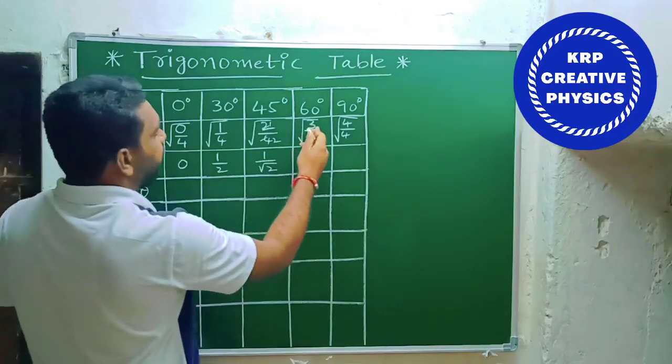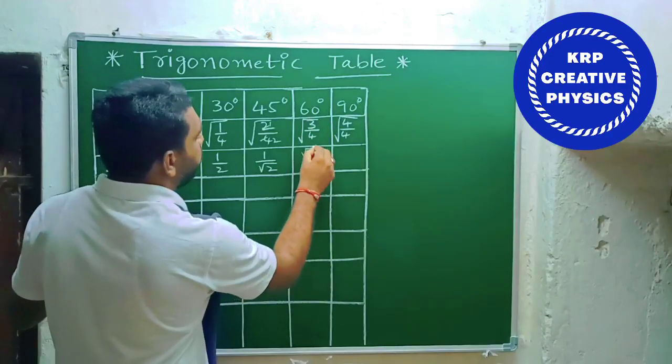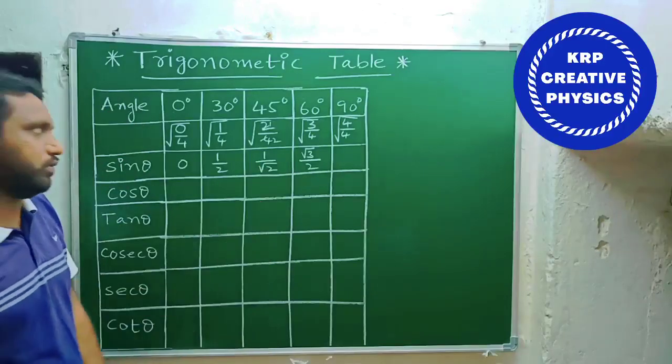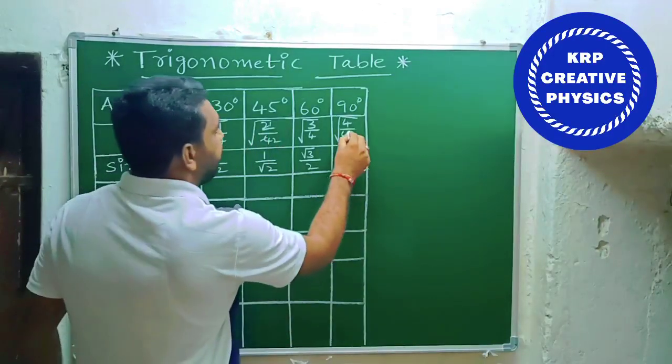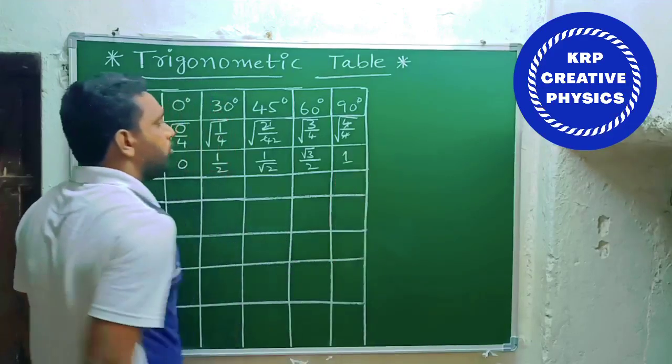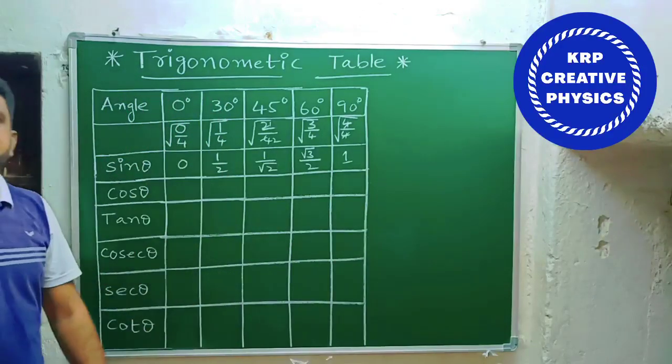So next, what do we have here? Root 3 is always root 3. I am going to write root 3. Root 4 is 2. So sine 60 equal to what here? Root 3 by 2. So next, if we consider sine 90, 4 by 4 is 1. So root 1 is always 1. So sine 90 equal to 1. So in this way, we can get the sine values.